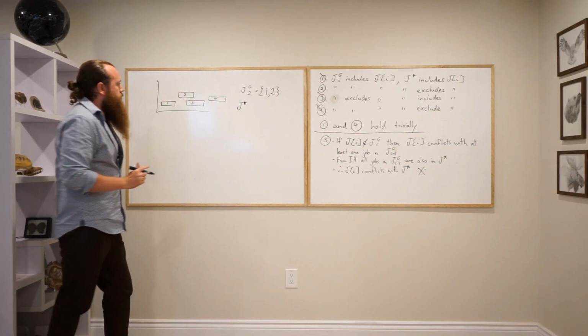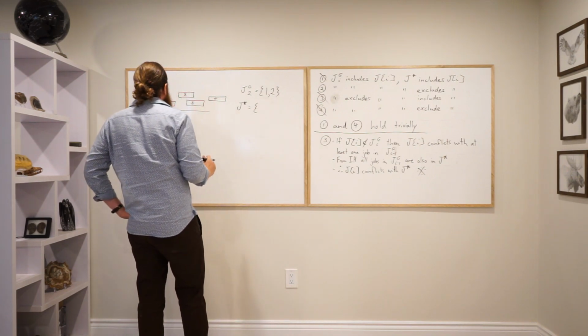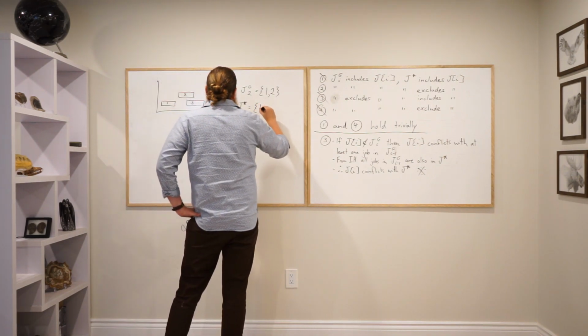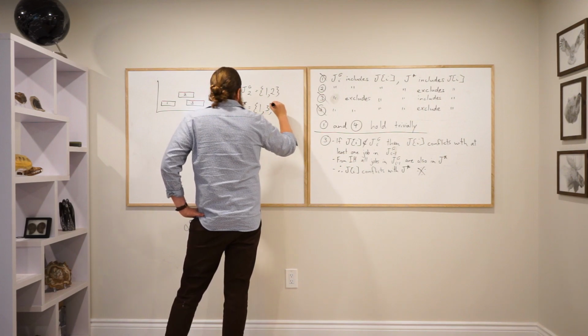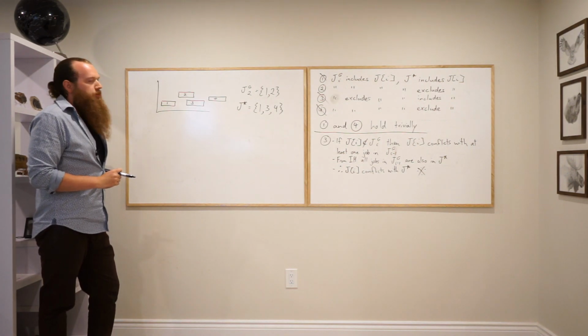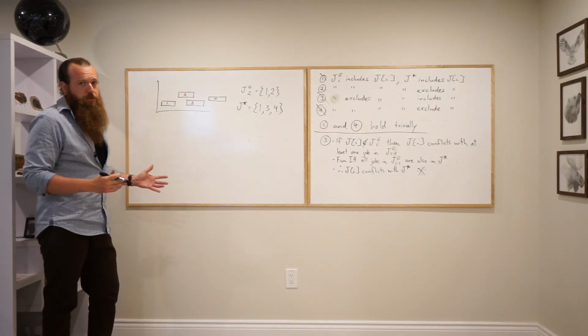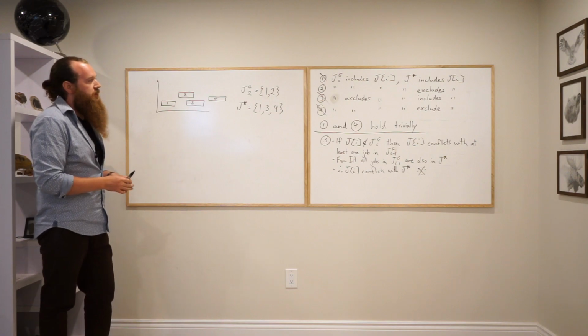J star. And this optimal solution is going to look like this. 1, 3, 4. And we get to the heart of the problem here. So you'll notice, hopefully I've been doing this. I try to be very careful with the way I phrase things.